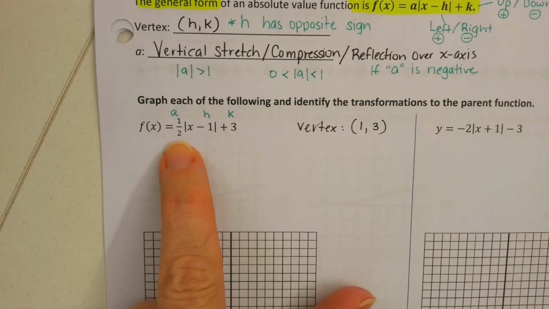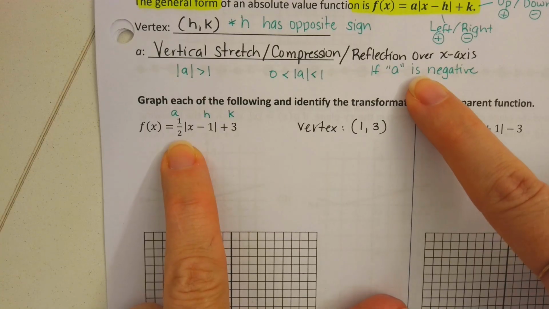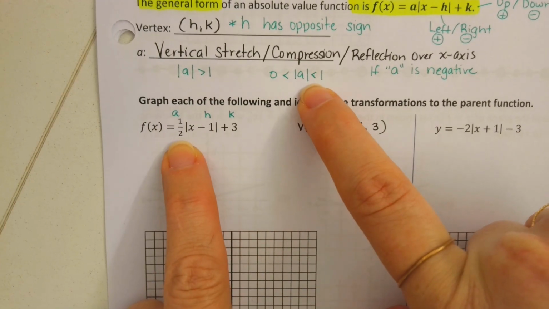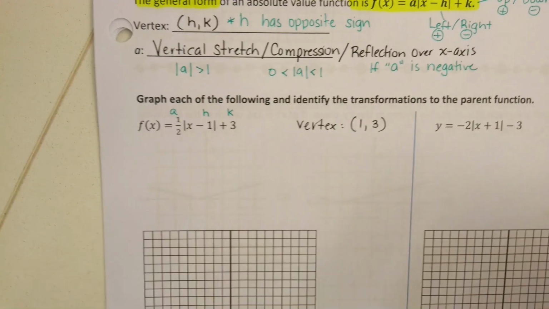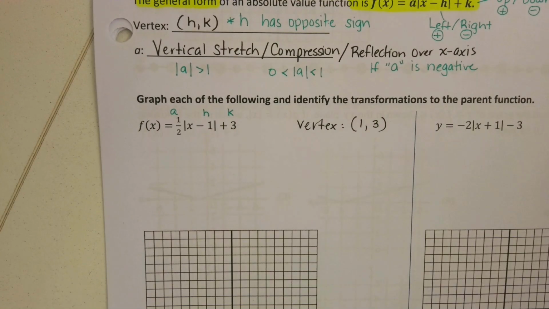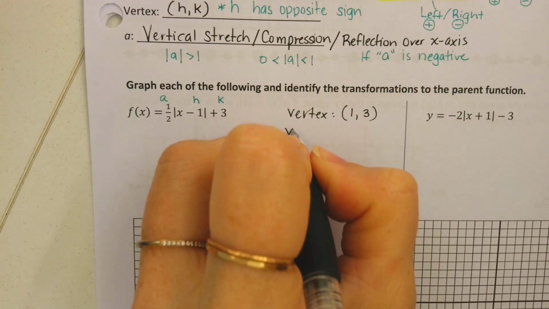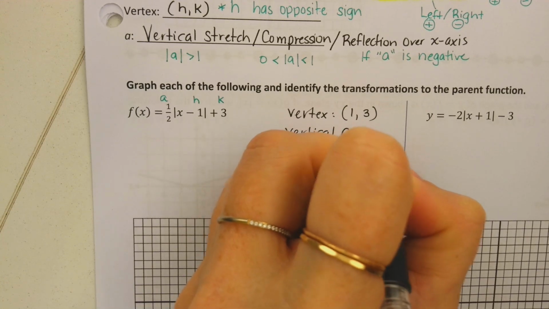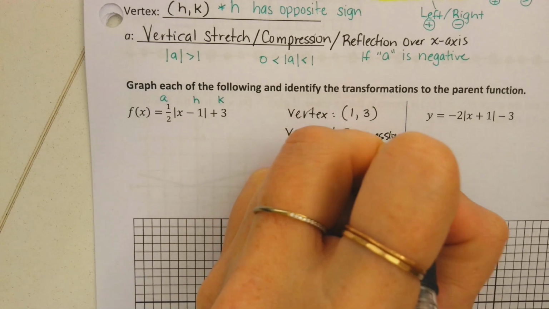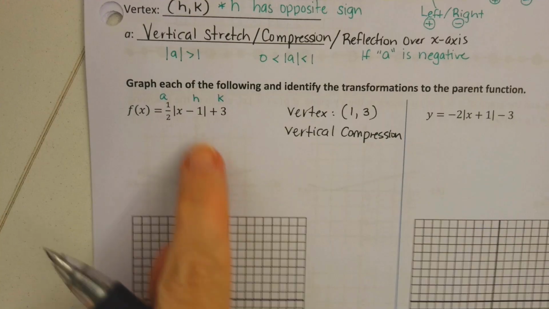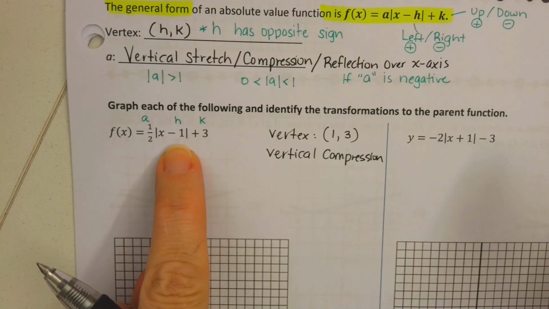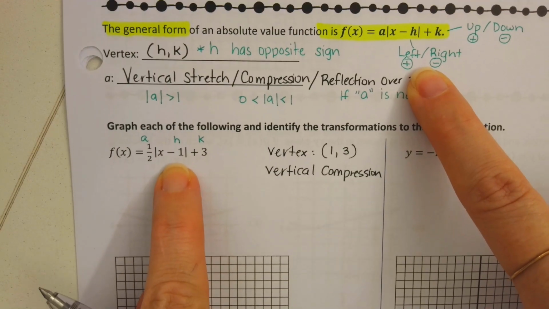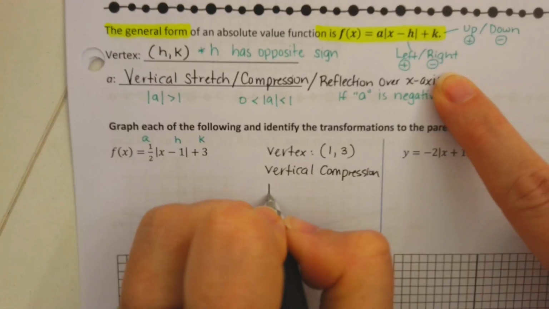First off, the 1/2, it's not negative, so I know it's not going to be a reflection. But is it a number that's greater than 1, or is it between 0 and 1? Between. So that's what's called a vertical compression, which is going to cause it to flatten out. Vertical compression. Okay, and then I see a minus here. If we look back, the minus moves it left or right? Very good. That would move it right. So it's going to move right 1.